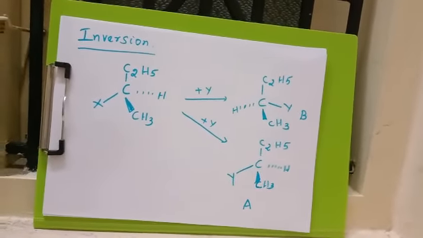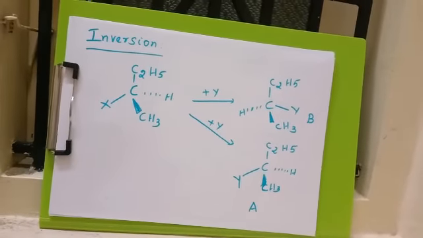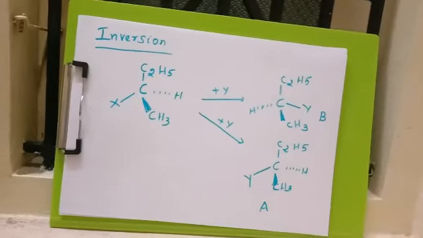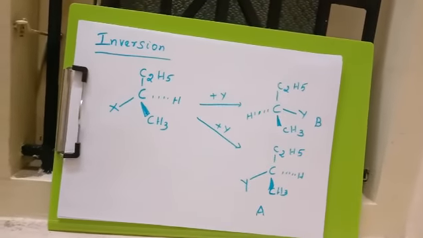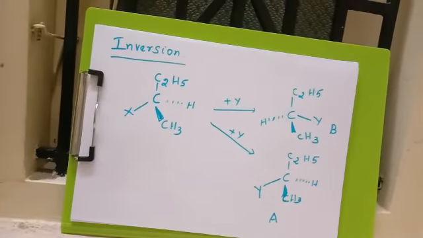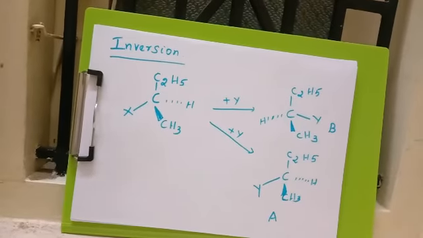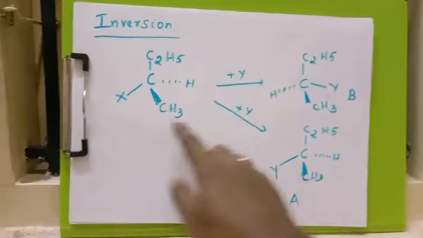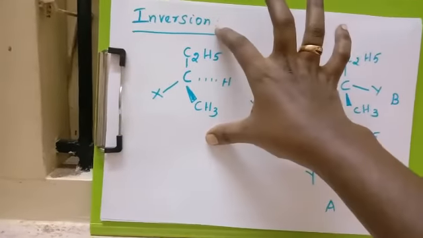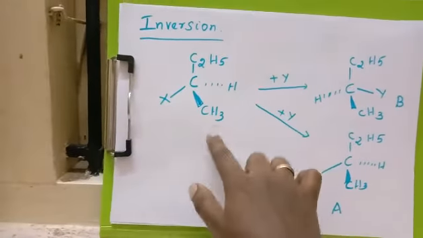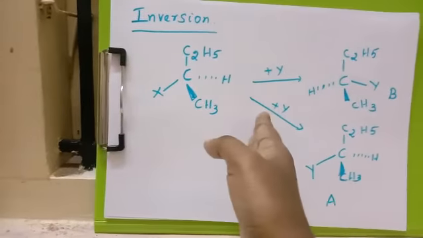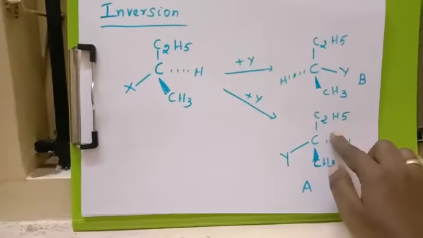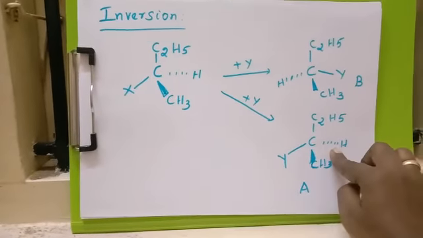The process is called retention of configuration because A has the same spatial arrangement, the same configuration as the reactant. But if B is the only product of this process, it is called inversion of configuration because B has the configuration opposite to that of the reactant. That is, in the reactant molecule with C2H5, H, CH3, X, the Y molecule will attack. In the case of A we get the same spatial arrangement. So it is retention of configuration.